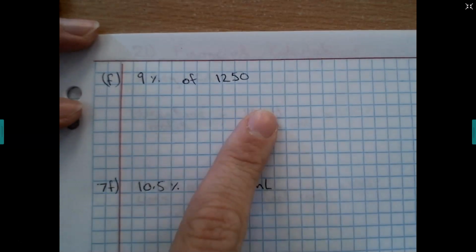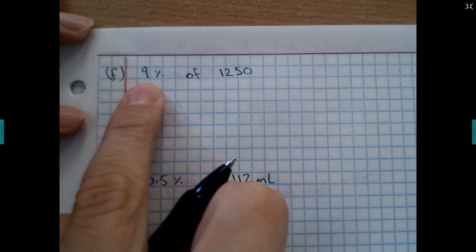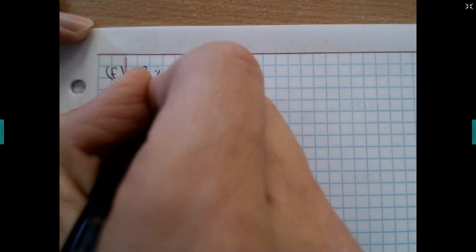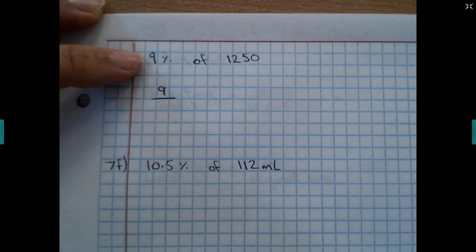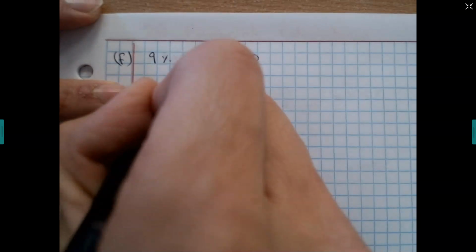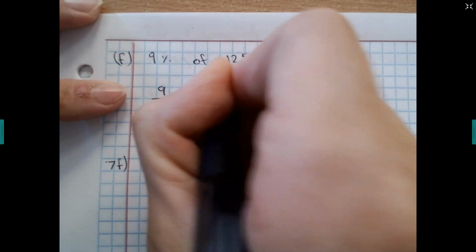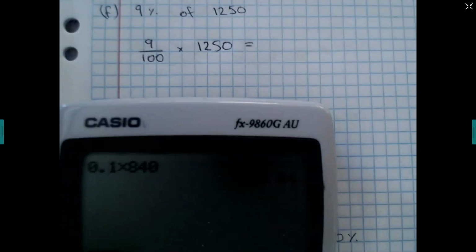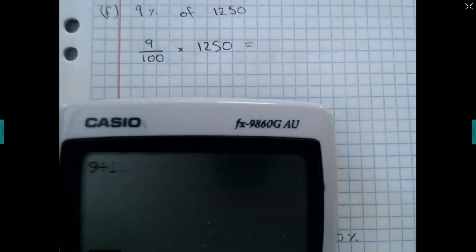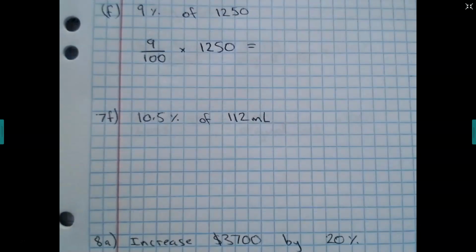So I'll do a similar one. Now, I want 9% of 1,250. So to work out 9%, writing this as a fraction, that's going to be 9 over 100. And then, because it's of, we say times 1,250 equals, and then you can just use your calculator to do that. So you go 9 divided by 100 times 1,250, and you get 112.5.